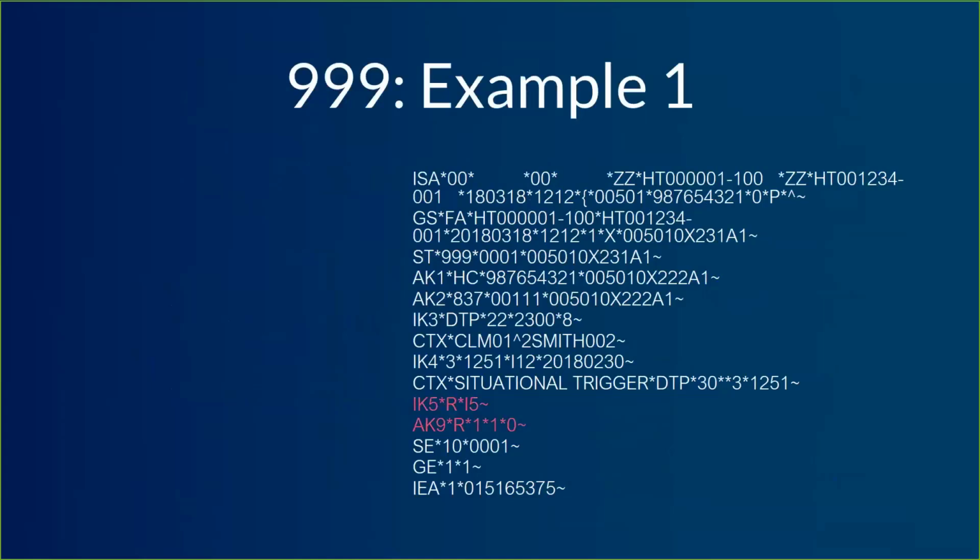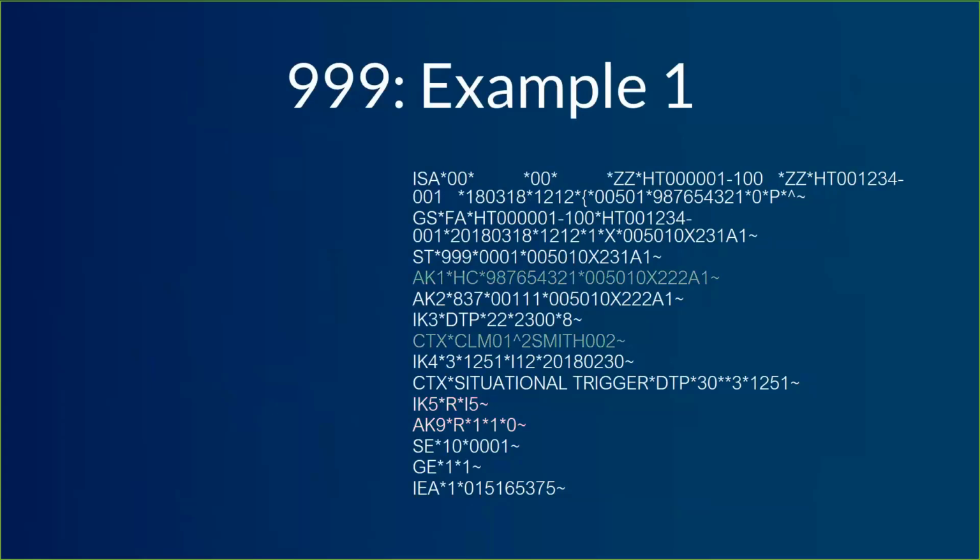Now we can see that the IK501 and the AK901 are showing R's. So that means this transaction was rejected. Okay, so now that we know it was rejected, let's see if we can figure out which file or files were rejected. To do that, going from the top down, look on the left until you see a segment that begins with AK1.